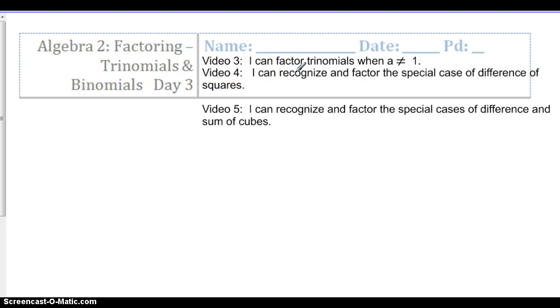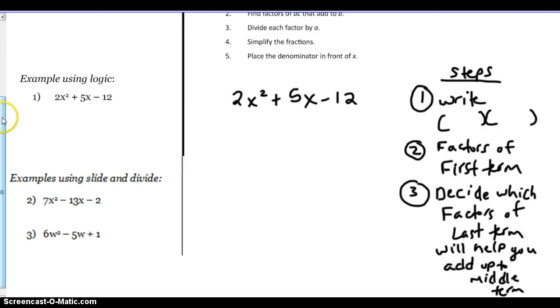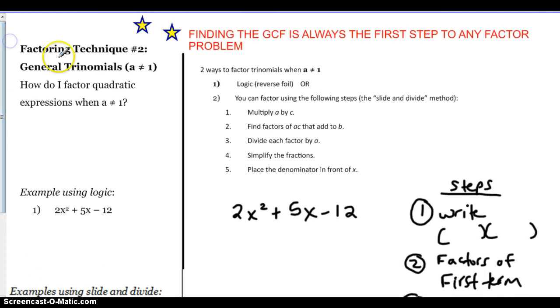The learning target is: I can factor trinomials when a is not equal to 1. There are 2 methods for our factoring technique number 2 when a is not equal to 1. Number 1 is logic, or reverse FOIL, and number 2 is slide and divide. Always, before you try either of these methods, make sure you remember to find the greatest common factor first.